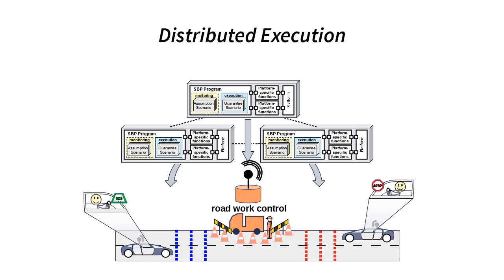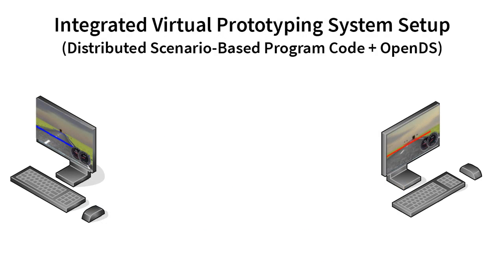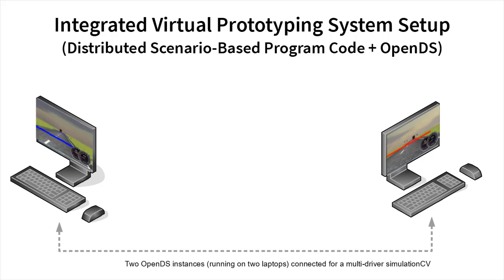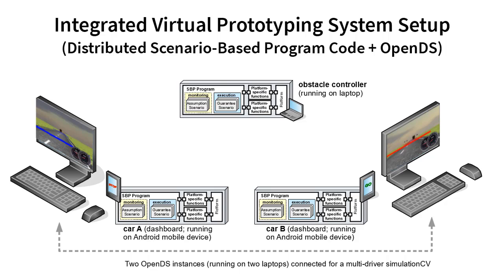However, instead of running the code on real cars, we integrate it with an interactive 3D driving simulator. Our virtual prototyping system works as follows. A multi-user driving simulation with OpenDS runs on 2 PCs. Android devices are placed next to the screens. These Android devices represent the car's dashboards, and they also execute the scenario-based program code that would run on the cars.